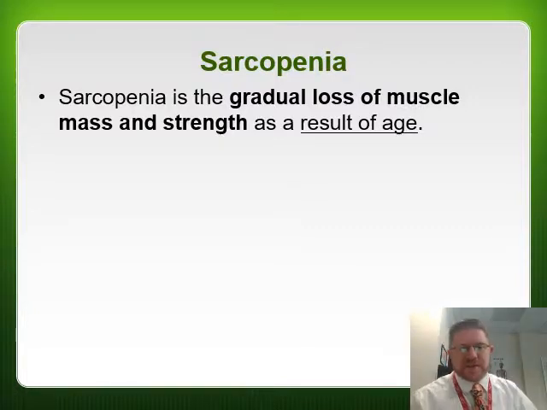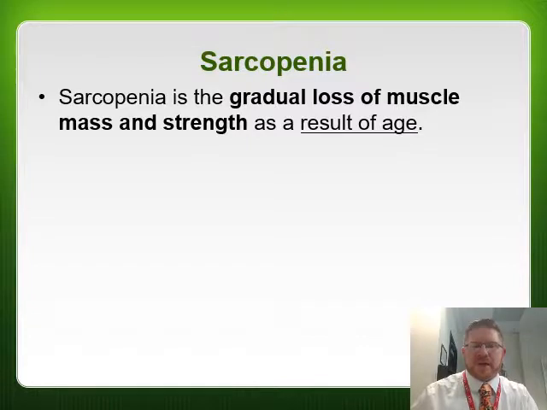Sarcopenia, I told you we would get to this, and we're getting towards the end here of this particular chapter, which I'm sure you're all glad to hear as the clock rolls on. It's a gradual loss of muscle mass and strength as a result of aging. So this is not like atrophy, where you lose muscle mass and strength just because you're inactive. This is the age-related process.